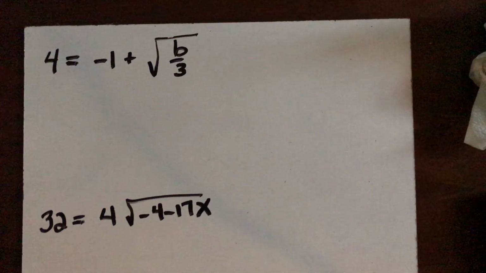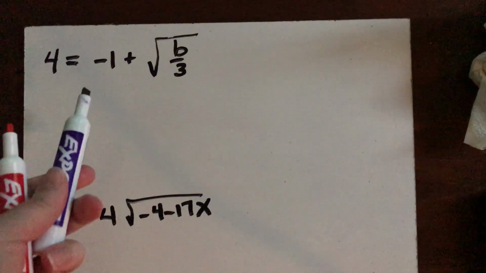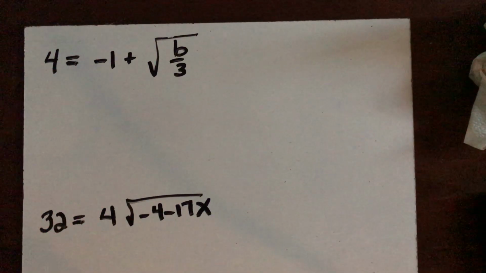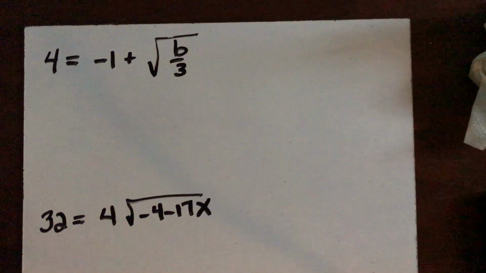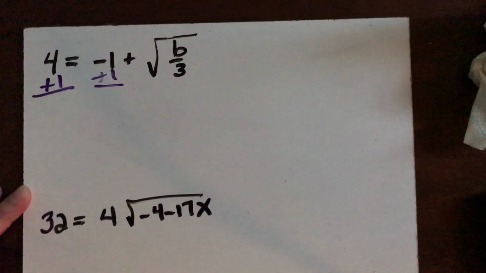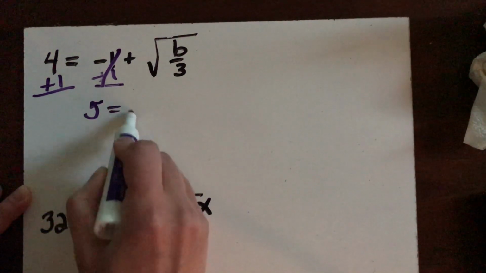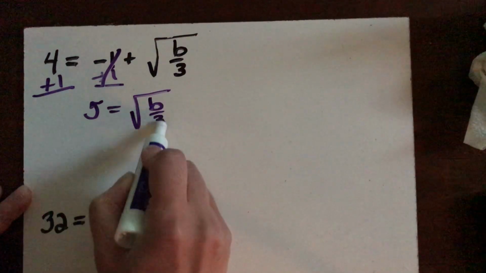All right, so the whole idea is just like the last ones. You want the radical on one side of the equal sign by itself. So just like solving equations, you've got to get the square root of b over 3 completely by itself. So we have a negative 1 on the same side. So how do we get rid of the negative 1? Well, you have to do the opposite. So you're going to add 1 to this side, which means you add 1 to that side. And that way that cancels out. 4 plus 1 is 5. So 5 equals the radical of b over 3.